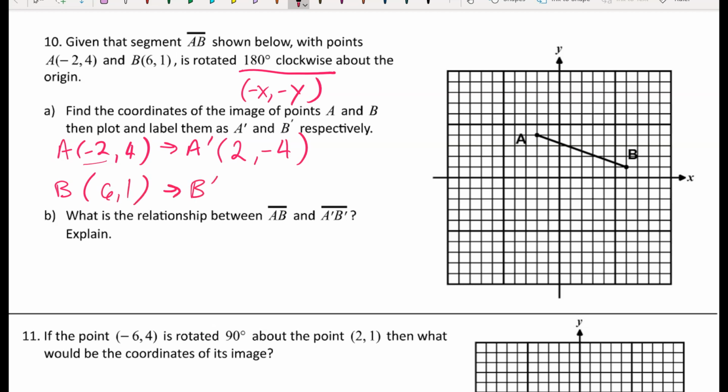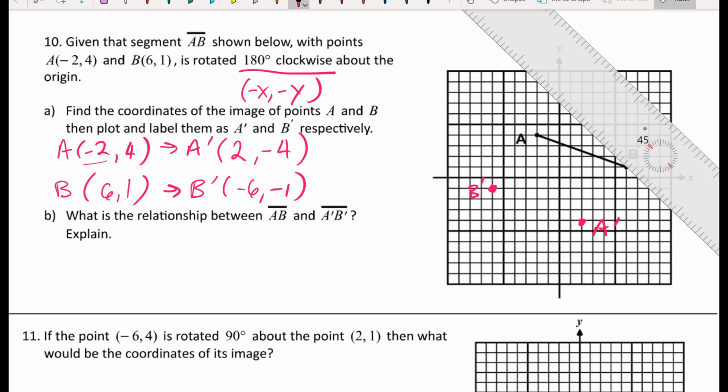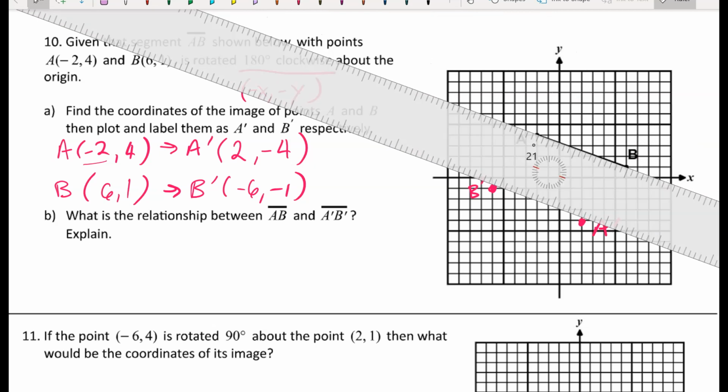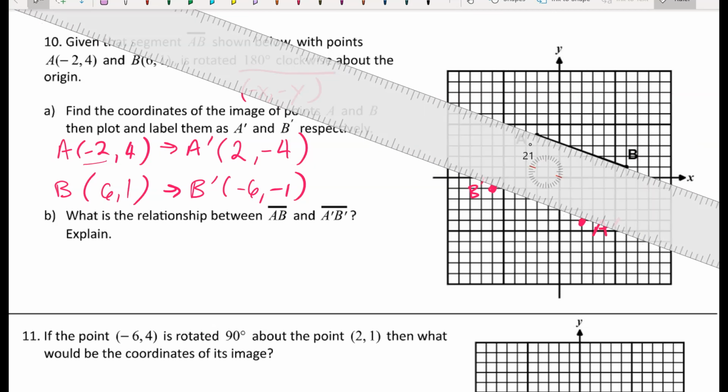Now, B is going to have the same effect, where I'm just going to negate both those endpoints. So I'm going to plot those points just to see what happens, right? So B is going to be at negative 6, negative 1. I'm going to label that as B prime, and A is going to be at 2, negative 4. Remember to always use a straight edge when you connect those, so you can be as accurate as possible when you're describing the relationship between these segments.